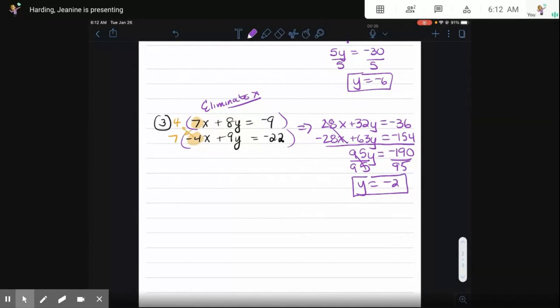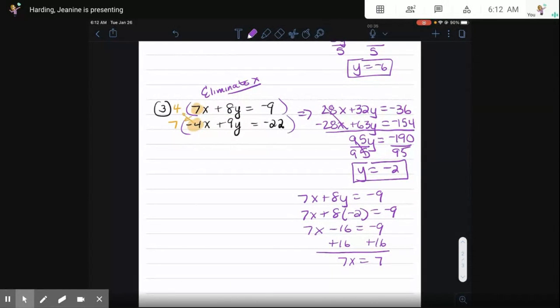Okay, again, plug back into one of the equations. I'm going to choose the top one. So negative 2 is going to go in for y. 8 times negative 2 is negative 16. And I'm just going to add 16 to both sides to give me 7. Divide both sides by 7, and you get x equals 1.